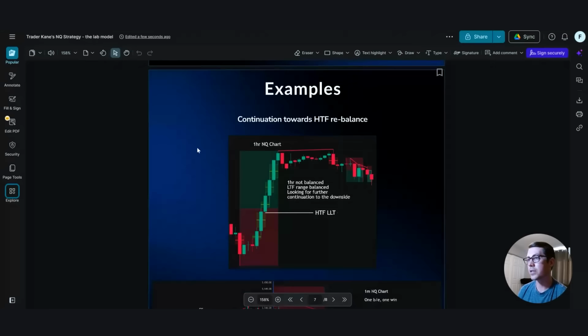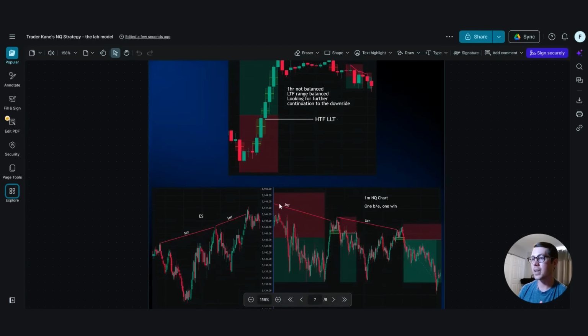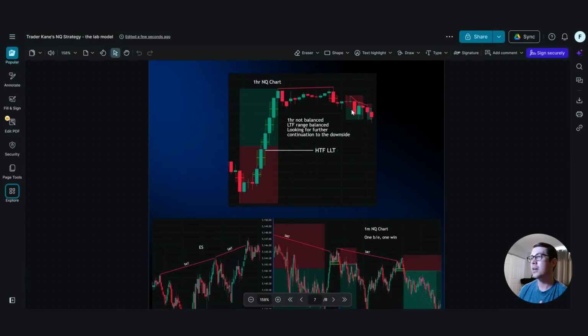Another example, for continuation, is actually the same range. The next day we still had that 1 hour range that had not yet rebalanced. So we're still expecting this to rebalance at some point. Price doesn't generally continue until these ranges rebalance, so we're looking for that draw to the downside. And then on the 5-minute time frame, you can see we have rebalanced this recent range right here. It's a little hard to see, but from this high to this low, we have come back to the midpoint. So we've rebalanced this low time frame range.